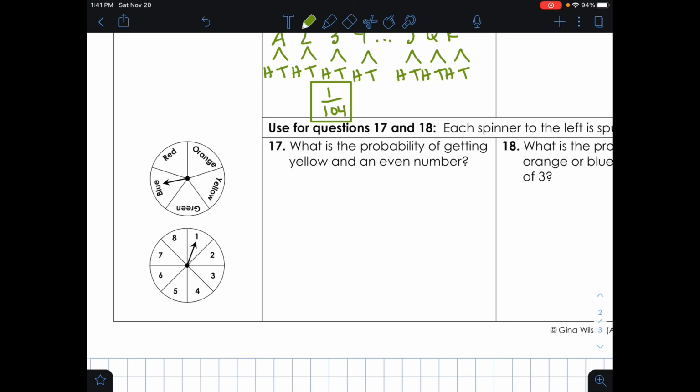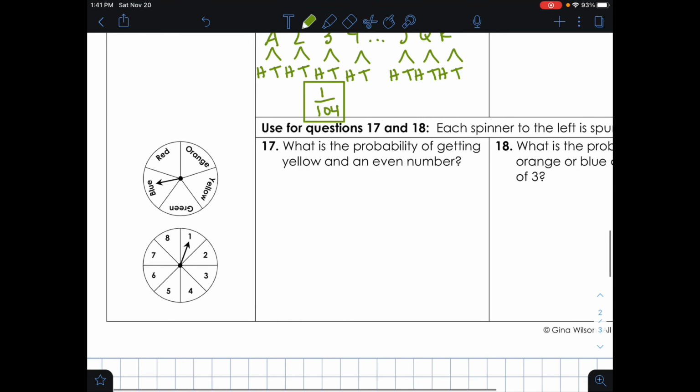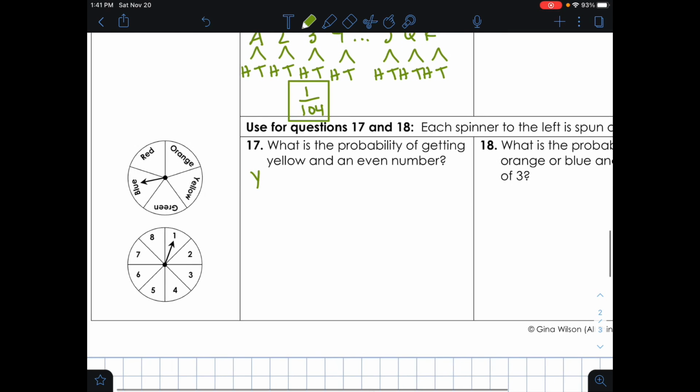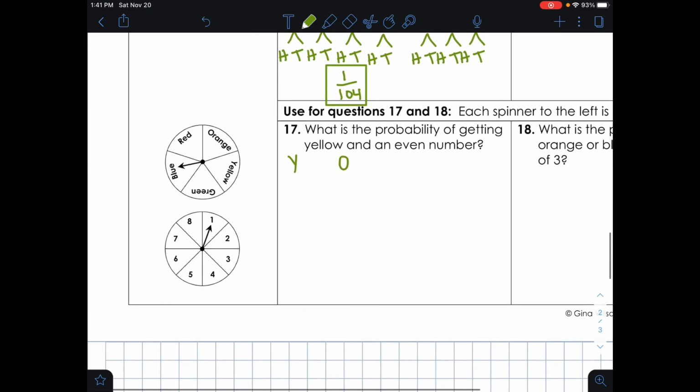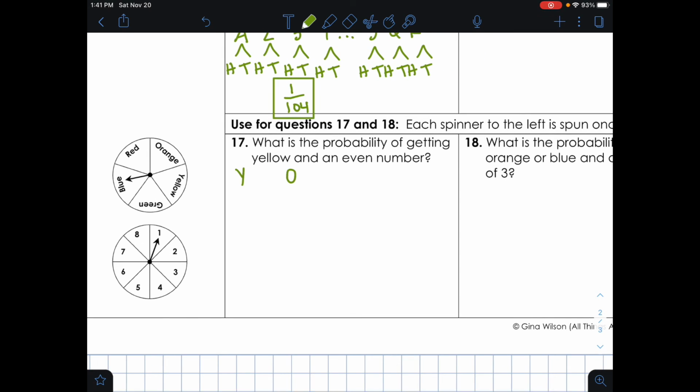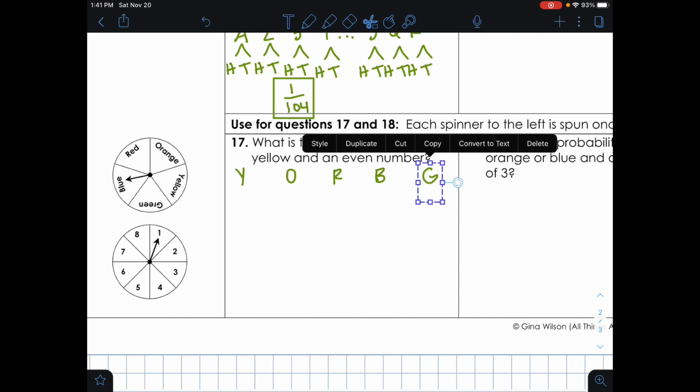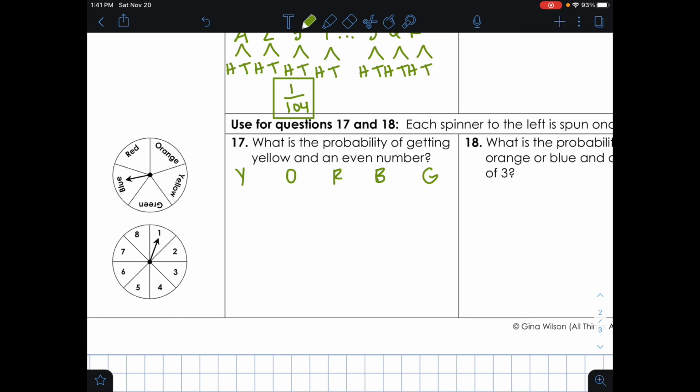All right, so we got these two spinners. What is the probability of getting yellow and an even number? So again, we can make a table. I mean, not a table. We can do a tree diagram, and I'm going to demonstrate both because I want you to see both. So we have yellow, orange, red, blue and green. So we have all those different choices, and then for each choice we have 1 through 8. So we got 1, 2, 3, 4, 5, 6, 7, 8.